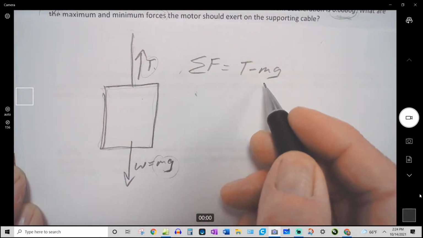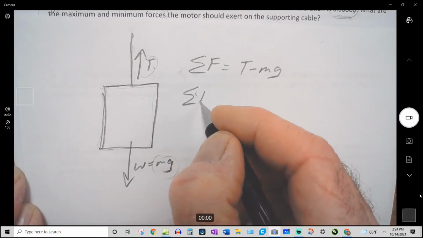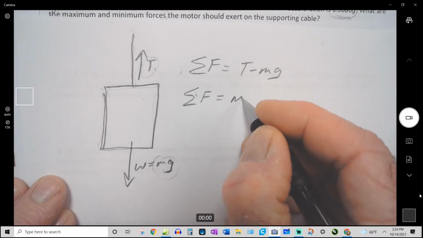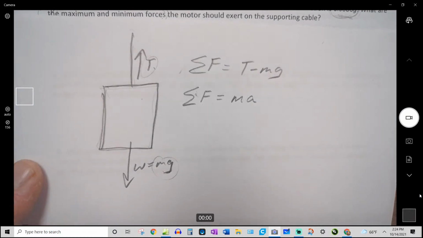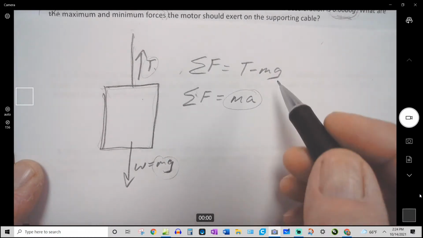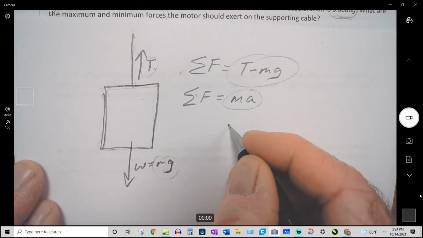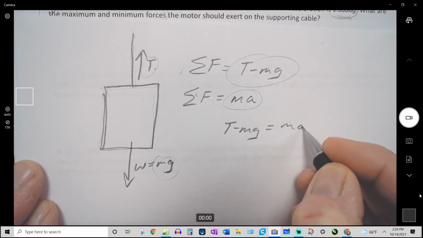So that's the first step. Write out the sum of the forces. And then the second is to write net force, but use Newton's second law, which tells us that the mass of the elevator times its acceleration is the net force. So this is the net force, so is that. So now I set them equal. I'm going to write it like this time. I'm going to say T minus mg equals ma.